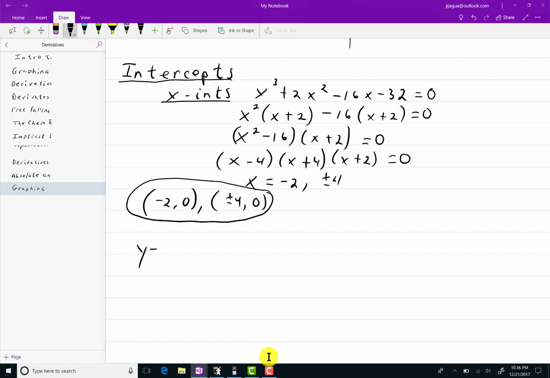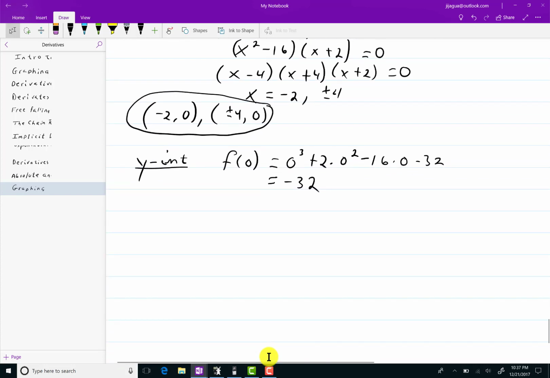For the y-intercept, all you do is set x equal to 0. So that's going to be 0 cubed plus 2 times 0 squared minus 16 times 0 minus 32. So that equals negative 32. So my y-intercept is 0 comma negative 32.